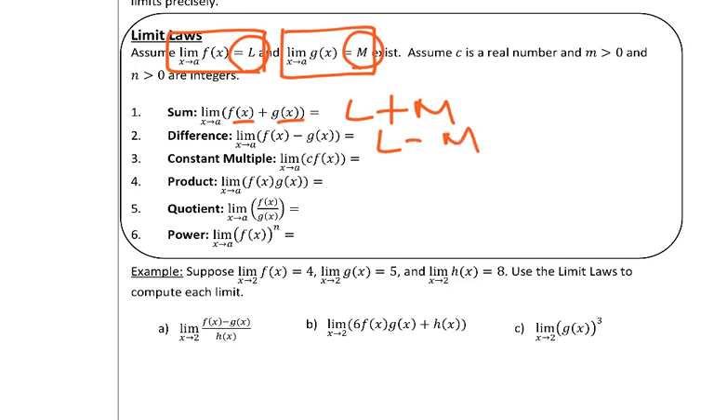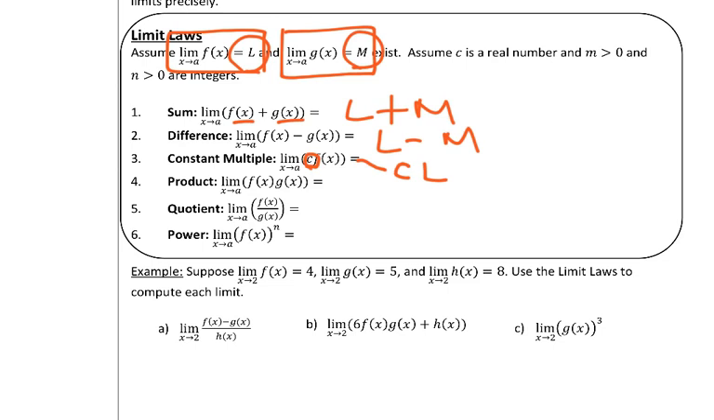Constant multiple: the limit as x approaches a of c times f of x. See this c, that's your constant. Essentially what we're doing is we're just going to pull it out. So it's really c times all of that. In this case, it's going to be c times the limit as x approaches a of f of x, which is defined as L in this example.